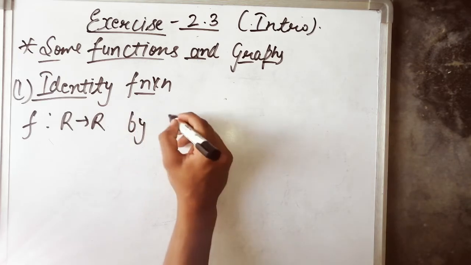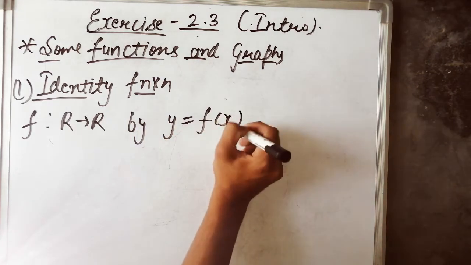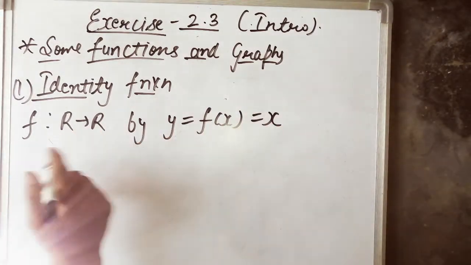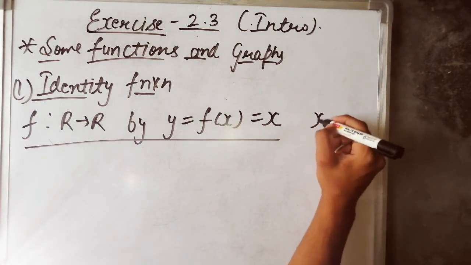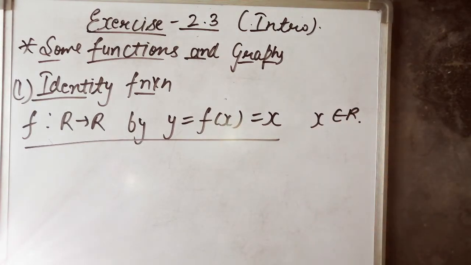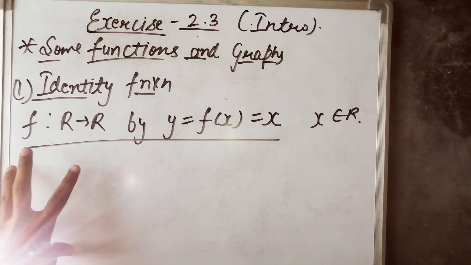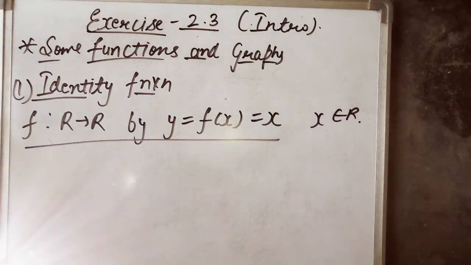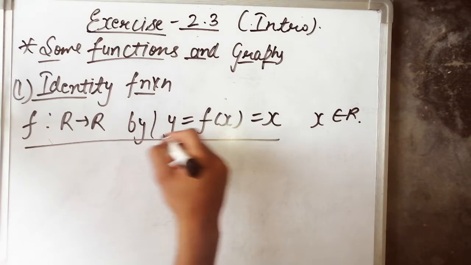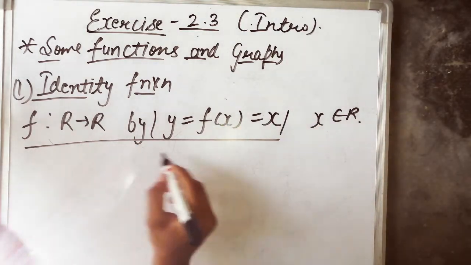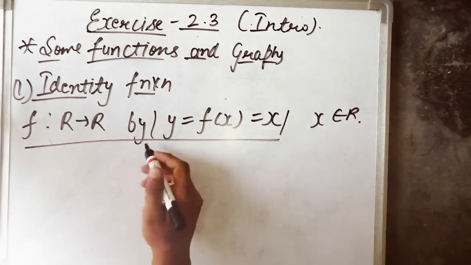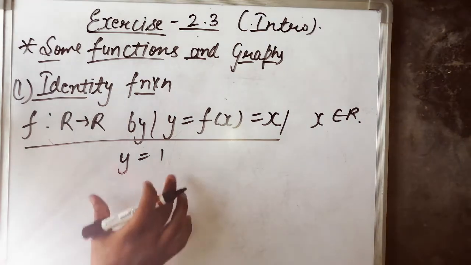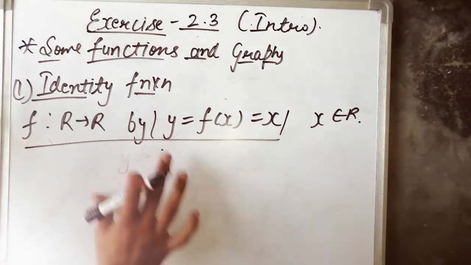y is equal to f(x) is equal to x, and x belongs to the real numbers. It means that the identity function is defined on the real numbers by y = f(x) = x. Let's understand this term, this is very important. Let's say I have taken x = 1. When you take x equal to 1, we'll have y equal to 1. This is the meaning of this identity function.